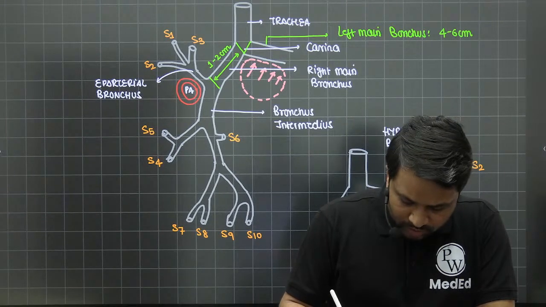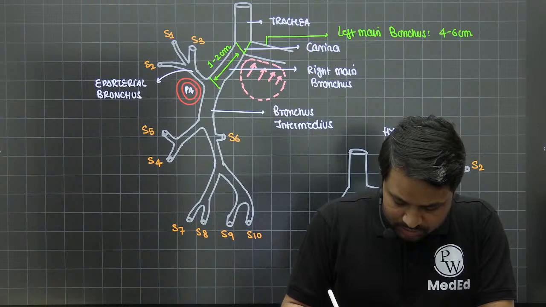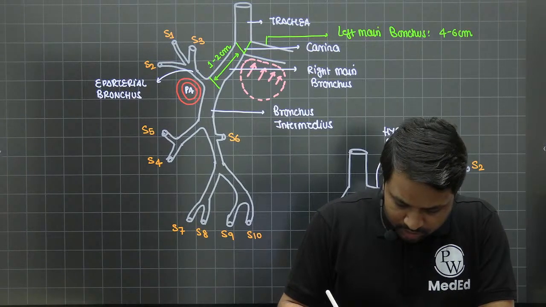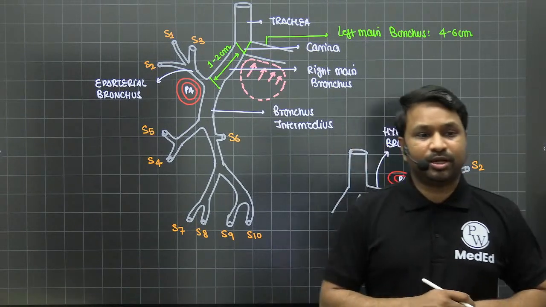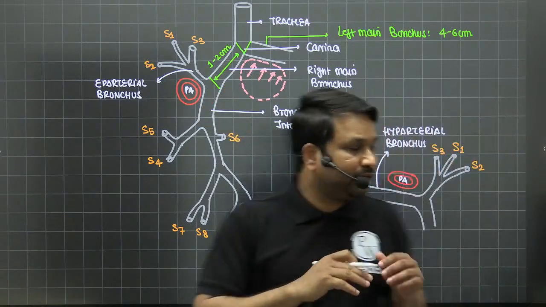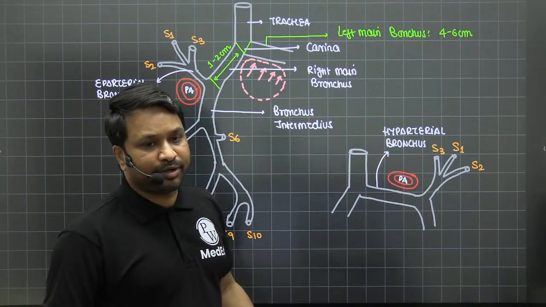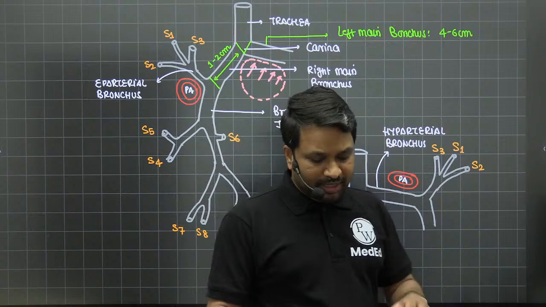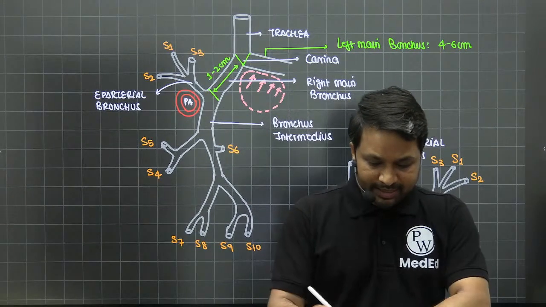This is what we call the hypoarterial bronchus. Here the bronchus is present below the pulmonary artery. Eparterial, the bronchus is present above the pulmonary artery, and here it is present under the pulmonary artery. So these are the two important anatomical aspects that you should know on the right and the left side.